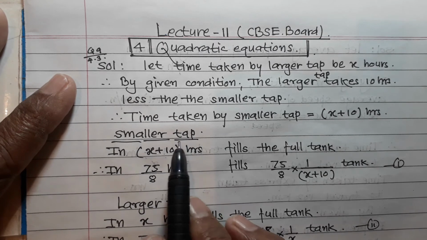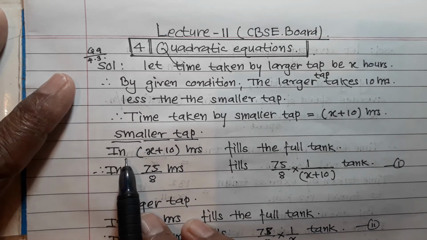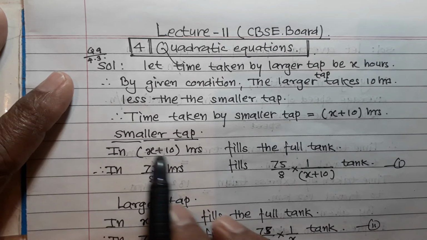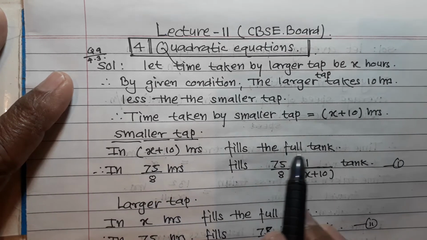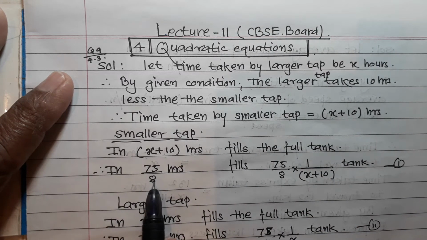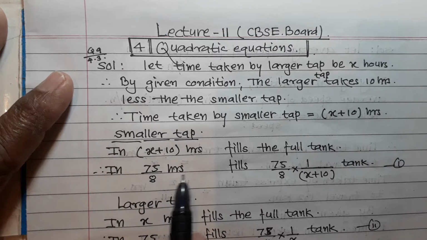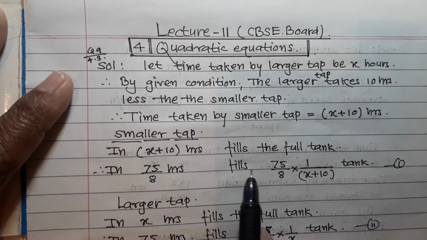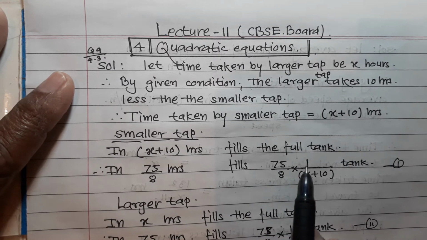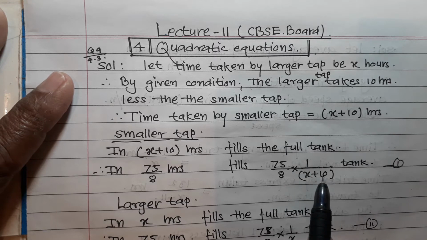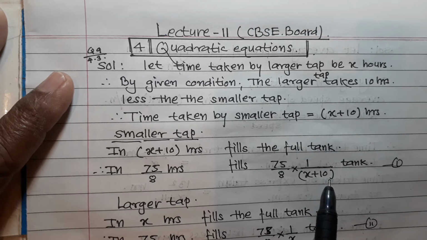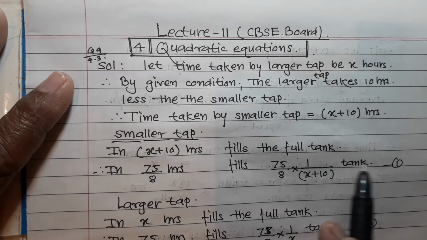Now for the smaller tap, in x plus 10 hours the smaller tap fills the full tank, and therefore in 75 upon 8 hours the smaller tap fills 75 upon 8 into 1 upon x plus 10 of the tank. So this is the capacity of the tank filled. Okay. Suppose this is statement number 1.